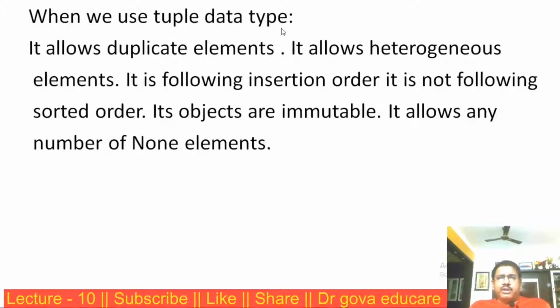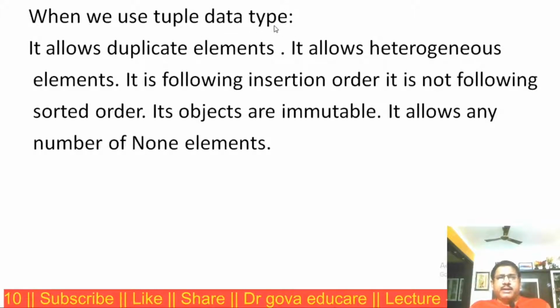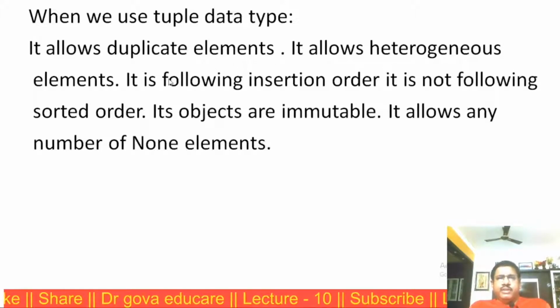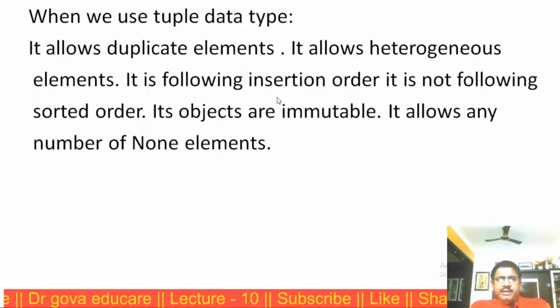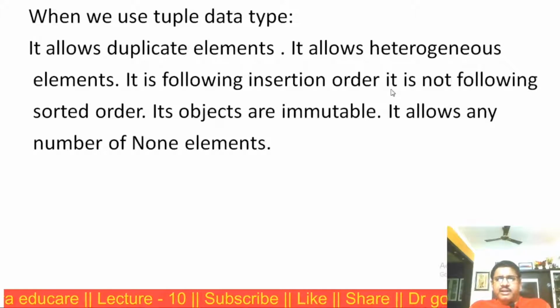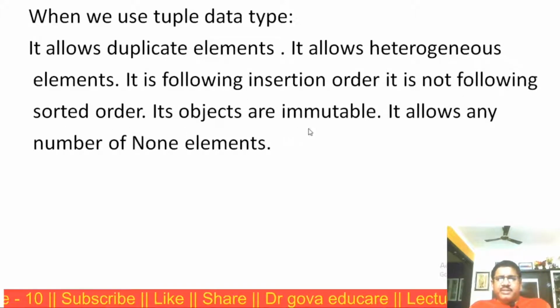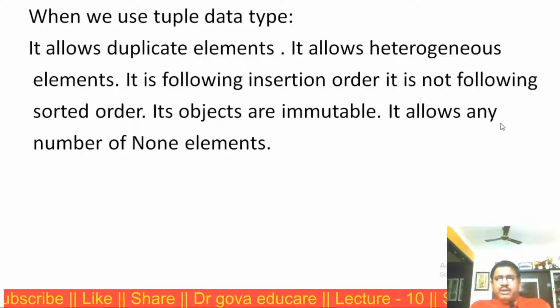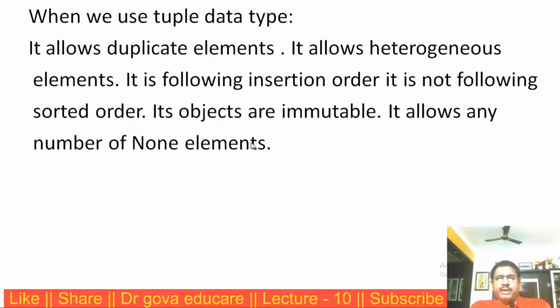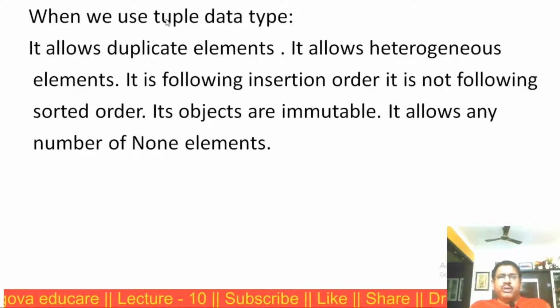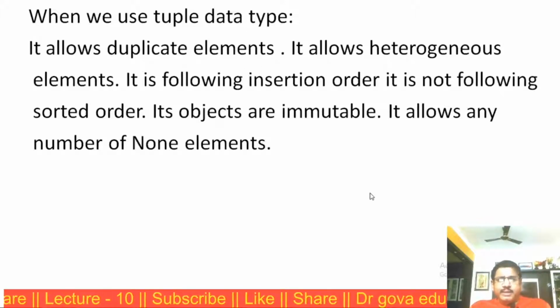When we use tuple data, it allows duplicate elements, it allows heterogeneous elements, it follows insertion order, and it is not following sorted order. Its objects are immutable. It allows any number of elements. Such requirements only, we are using the tuple data type.